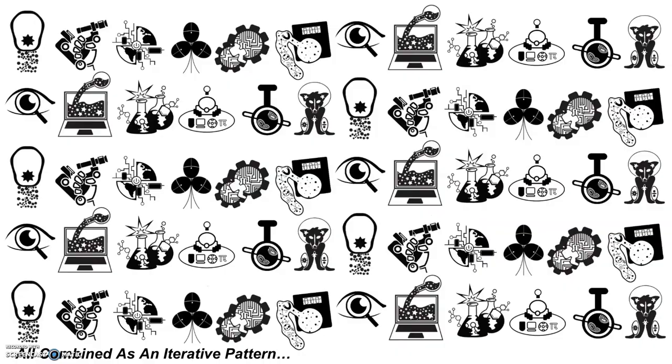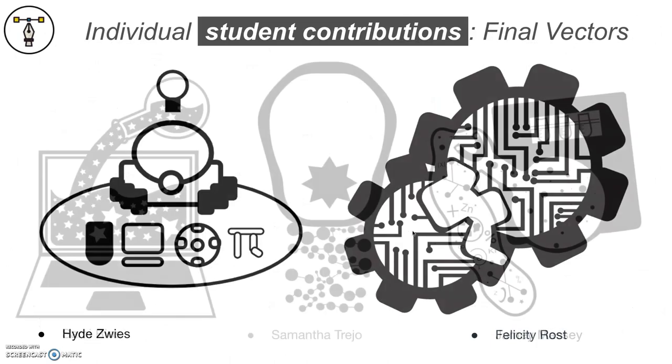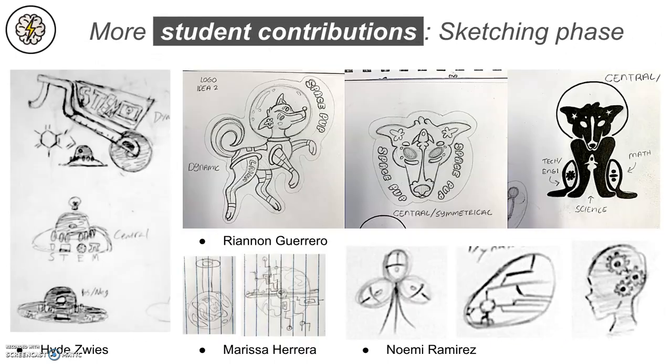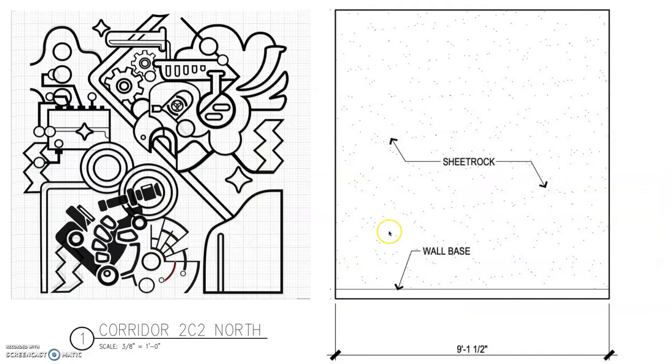So when we combine these as an iterative pattern, what they will contribute to is this full design, and it will kind of fill up the space, and then individual vector logos will get brought up and made bigger throughout the design as well. So there's a lot of depth. So obviously, this is lacking color, this is lacking texture. But this is the separation of the space for the wall that's given to us.